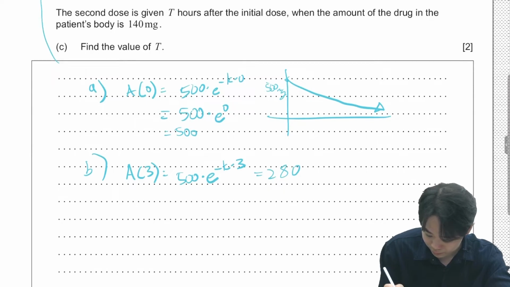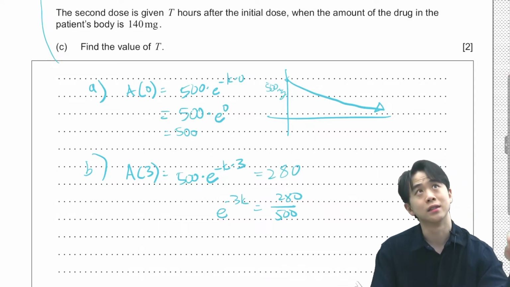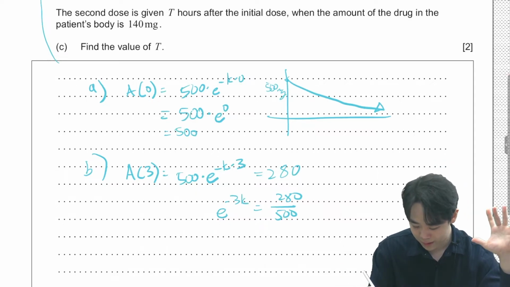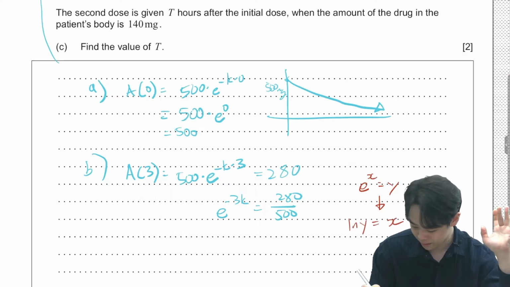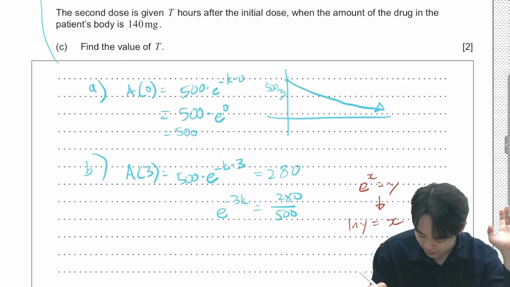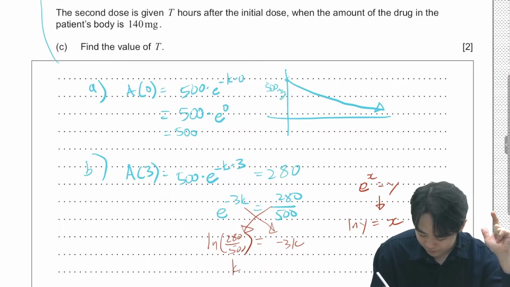Right, so what we do, we would do 500, 280 over here. That's e to the power of minus 3k. Now, if you look at your logs and exponents formula, e to the power of x is y. If you have that, we can say ln y, natural log y, is x. So that means minus 3k can go over here. Then we can take this one over here as ln 280 over 500. Right, so k is going to be negative 1 over 3 times ln 280 over 500.